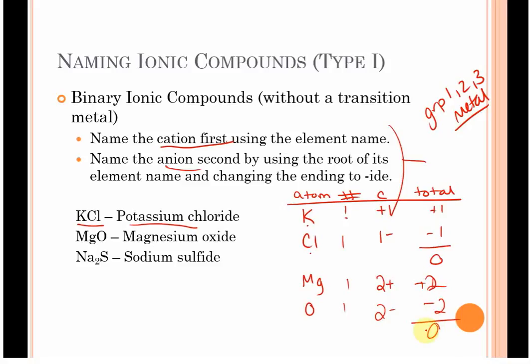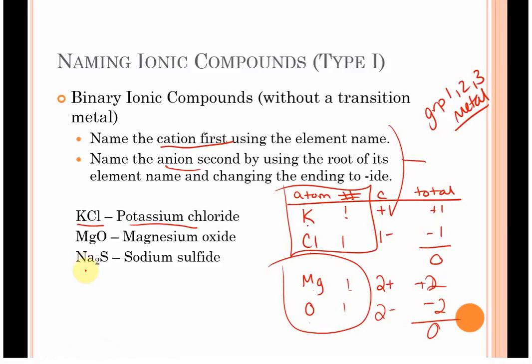So these cancel, so we only need one of each. So we write it as Mg1O1. When I make my table, I'm going to use this set of columns every time, and I know that the subscripts come from this second column, the number column. So MgO is magnesium oxide. It won't combine in any other ratio because it wouldn't be neutral.